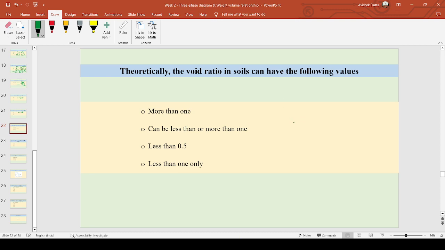So what is the definition of void ratio? Volume of void by volume of solids. Okay. Can you actually define the volume of voids if you have a petri dish and you have a soil sample? If you say the entire volume of the petri dish is a soil sample, can you actually define the volume of voids in that sample?